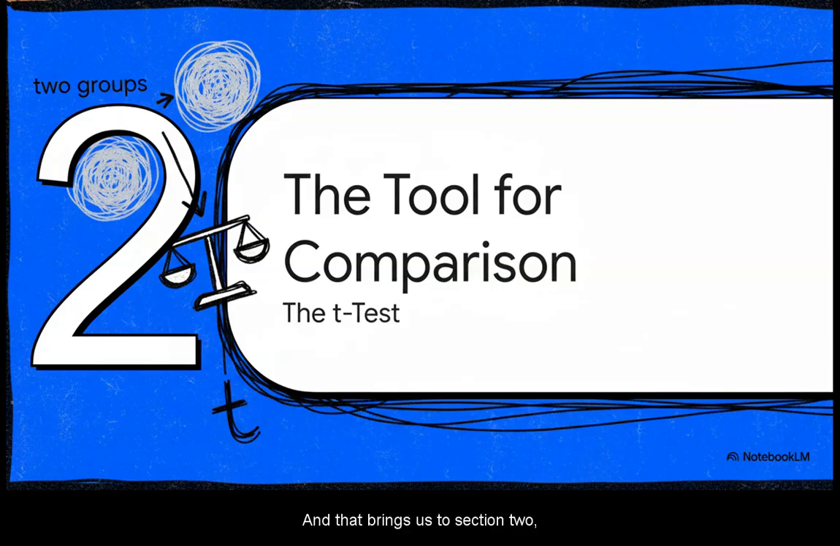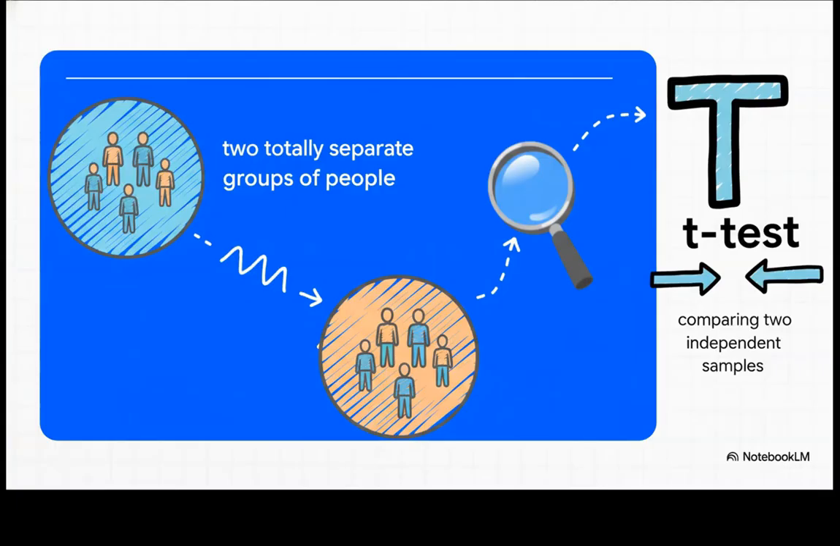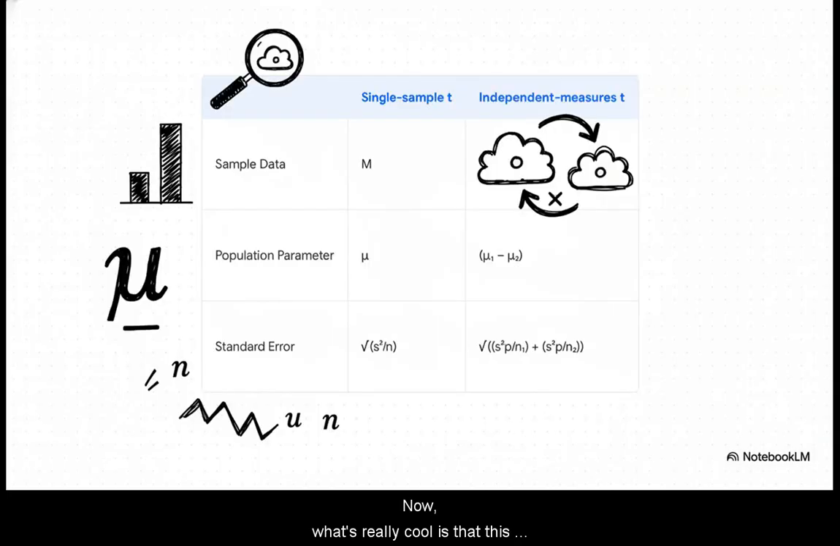And that brings us to section 2, where we meet our hero, the independent measures t-test. This test is tailor-made for something called an independent measures design. You might also hear it called a between subjects design. It sounds kind of technical, but don't let the name fool you. It's really just a fancy way of describing exactly what we just talked about, a study that compares data from two totally separate groups.